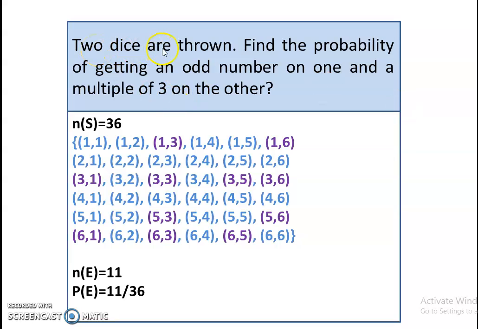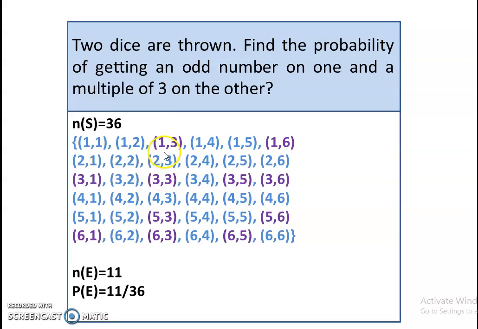Next question we have: 2 dice are thrown. Find the probability of getting an odd number on one and a multiple of 3 on the other. So again we have 2 dice, number of sample spaces will be 36. So we can have these outcomes. Now the event is getting an odd number on one and multiple of 3 on the other. So these are the outcomes where one is an odd number and the second is a multiple of 3.